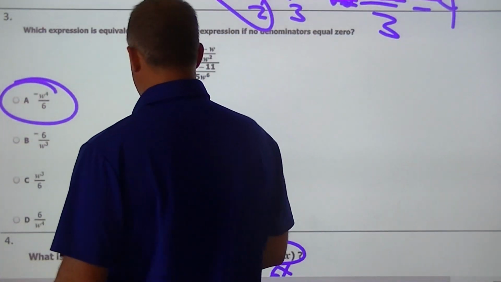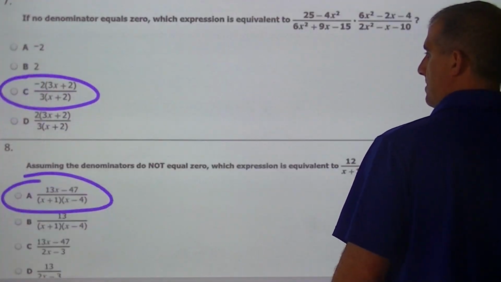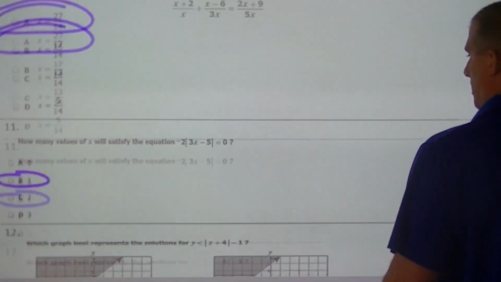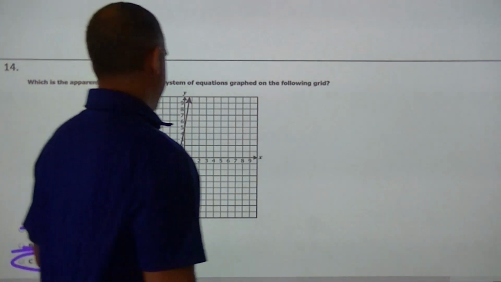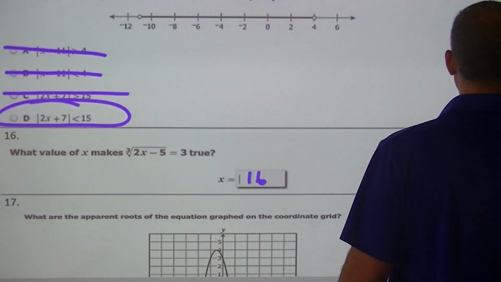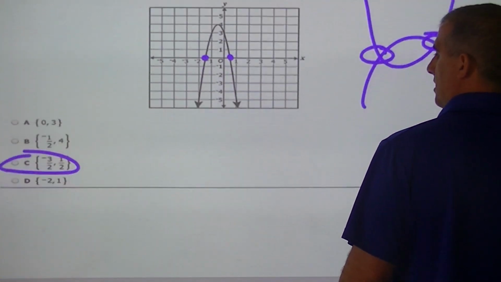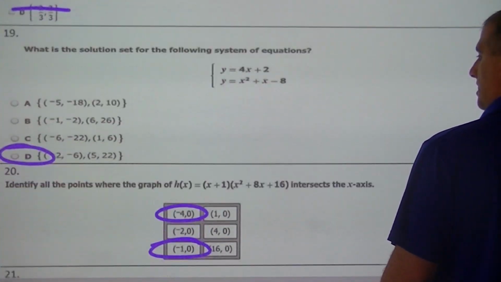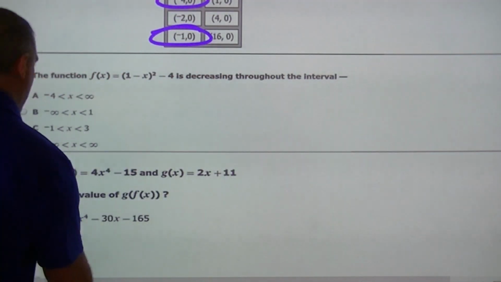So 3, 4 have been done, 5, 6, 7 have been done, 8 has been done, 9 has been done. 10 has been done, 11's been done, 12's been done, 13's been done, 14's been done, 15's been done. 16, 17 have been done. 18's been done, 19's been done, 20, okay, 21 I need to do.